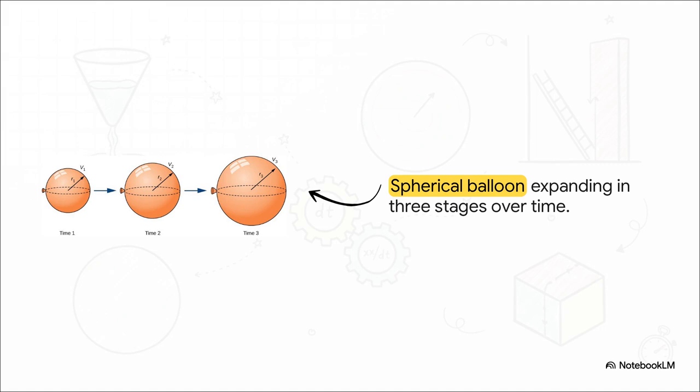Take a look at this spherical balloon expanding over 3 stages. It illustrates the concept perfectly. As you pump air into it at a steady rate, the volume of the balloon goes up, right? But at the exact same time, the radius of the balloon is pushing outward.